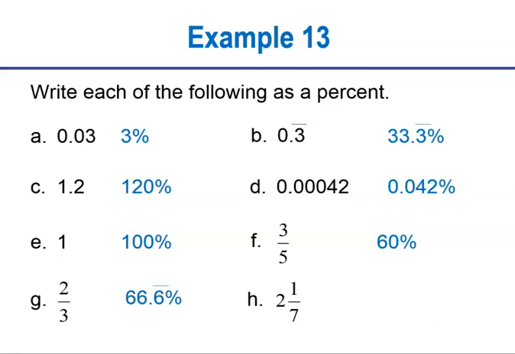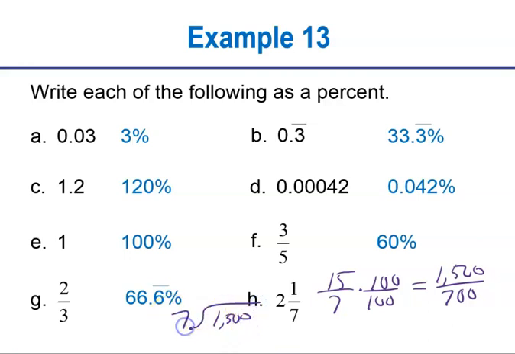Let's see if we can do this 2 1/7 without changing this to a decimal. I have kind of an unconventional way, but I'm going to change this to an improper fraction. So you got 2 times 7 is 14 plus 1 is 15 sevenths. Now we need this out of 100, right? Okay, so I'm going to multiply by 100 over 100, which gives us 1,500 over 700. But now I really still just need that out of 100. So you know what I'm going to do? I'm going to take that 1,500 and divide that by 7.